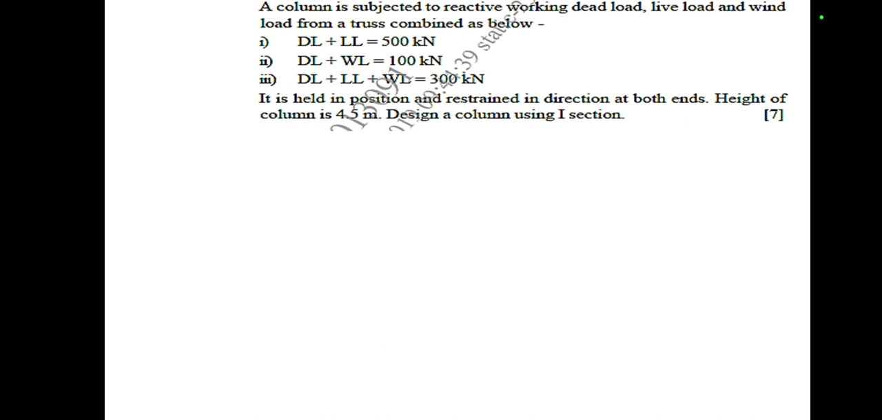So in today's lecture, we will solve a numerical on design of a strut. The numerical is as follows.